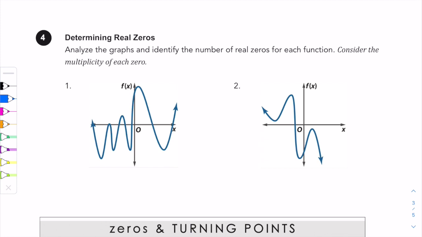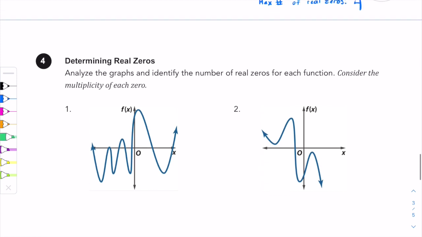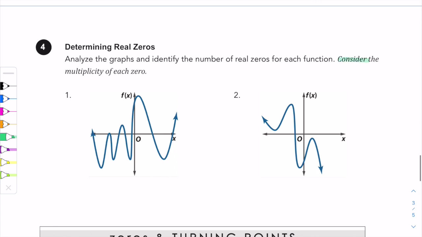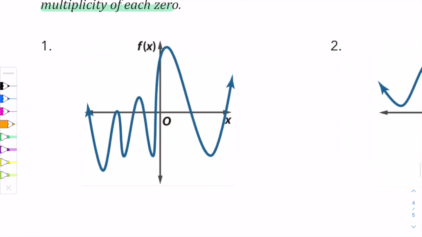For the next example set, we're going to analyze the graphs and identify the number of real zeros for each function. I did make a little note on the note sheet here. It says consider the multiplicity of each zero. So that's bringing in some info from our last lesson. So I'm going to count how many times the graph crosses the x-axis. And right there, I see it crosses once. Then right here, be careful, this one bounces, comes up, touches, turns, comes back down.